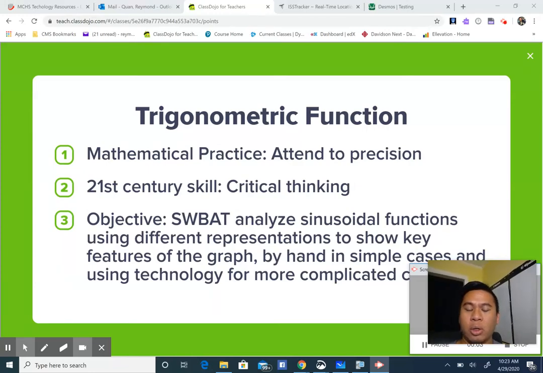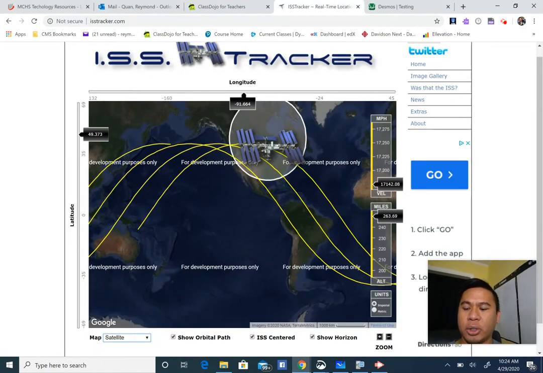Good morning. Today we'll be discussing and describing in detail what we call trigonometric functions, in terms of analyzing their key features either by hand or by the use of technology, in this case Desmos or our TI-84 calculator, in terms of the amplitude, the period, and the frequency of our sinusoidal or trigonometric functions.